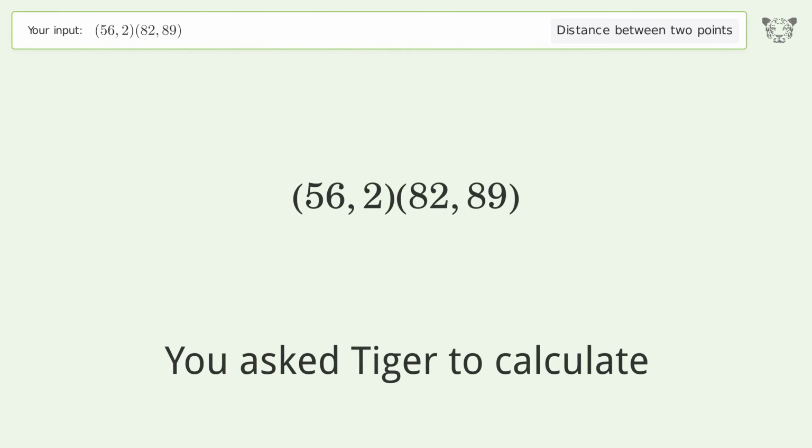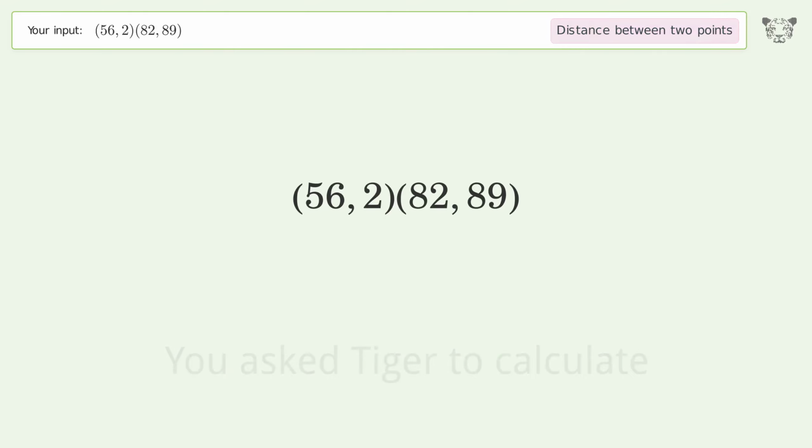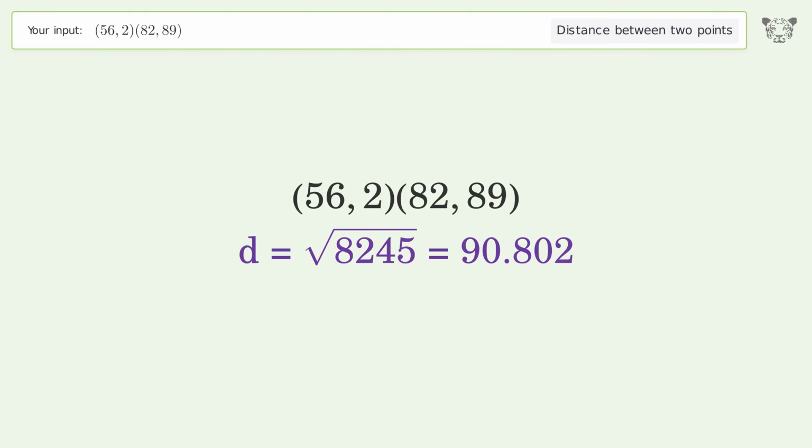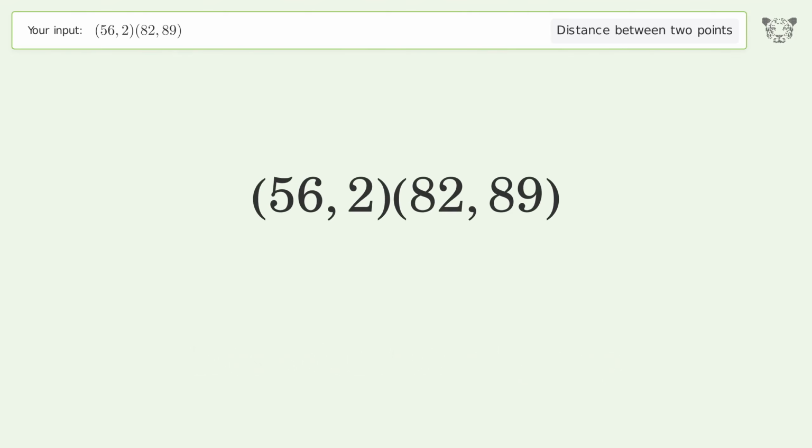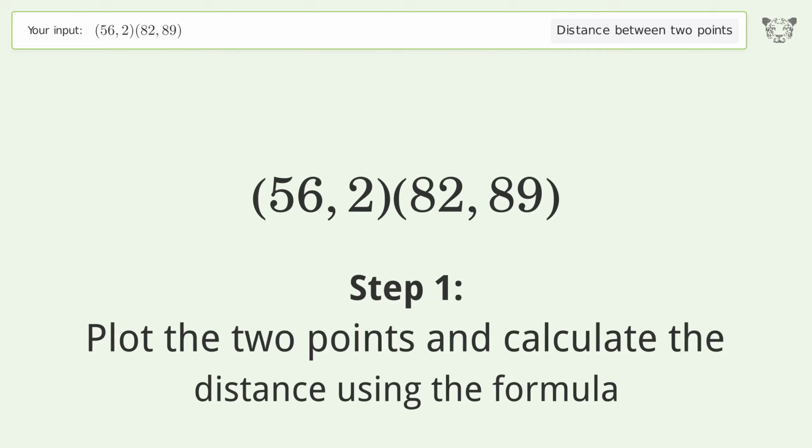You ask Tiger to calculate. This deals with the distance between 2 points. The distance between the 2 points is the square root of 8,245 or 90.802. Let's solve it step by step. Plot the 2 points and calculate the distance using the formula.